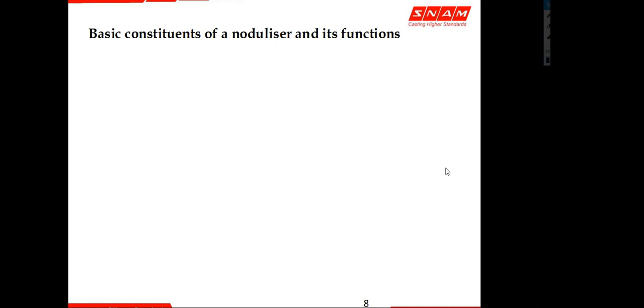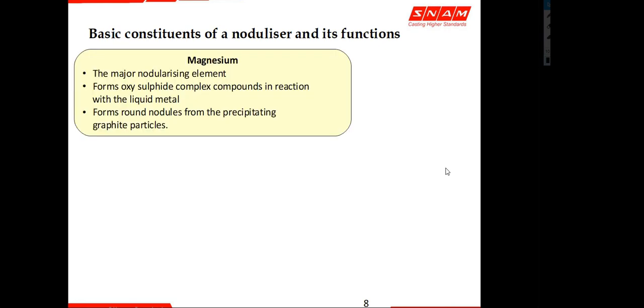So, the basic constituents of a nodalizer. From now on, we'll be discussing light master alloy. So we'll be dealing more with the iron, silicon, magnesium, calcium, aluminum alloys. The first element is magnesium. Magnesium is the major nodalizing element.